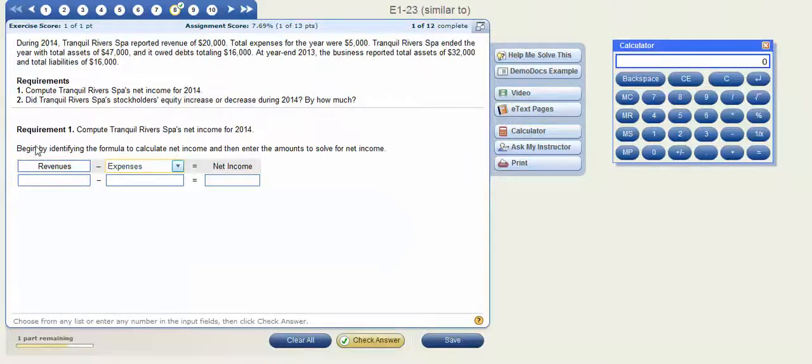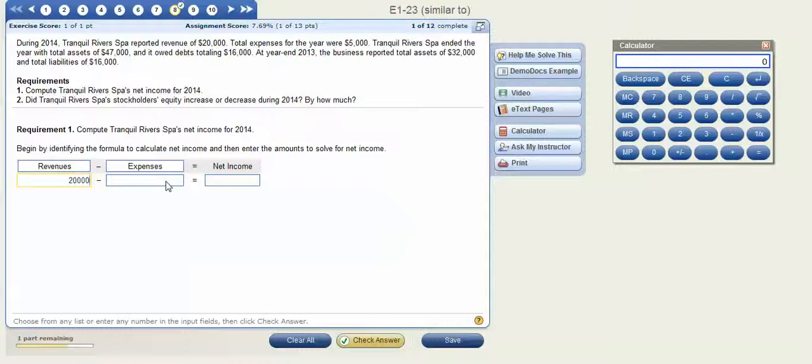So we've established that, let's read what they want, let's look for what they want. We can start answering the questions: revenues minus expenses, net income. So the revenues for Tranquil Spa were $20,000. We'll enter $20,000. Now, I don't think too often that you're going to have a problem with a decimal point and zeros or commas. If you do feel like you've got everything right, you can try that. I don't think that's a problem.